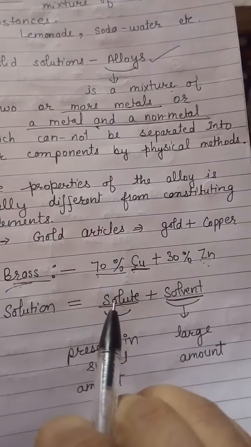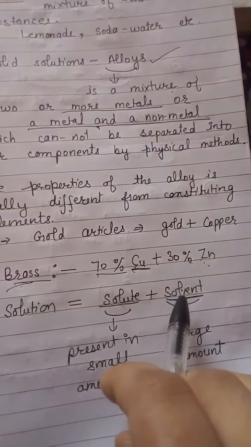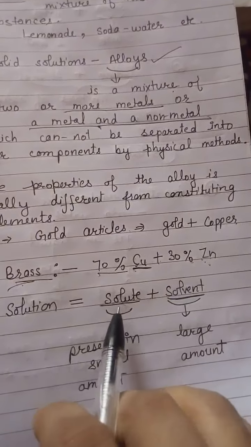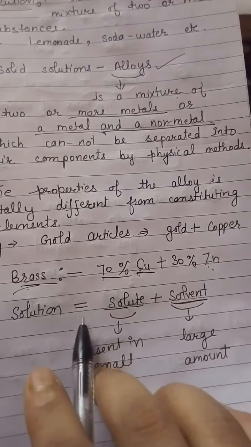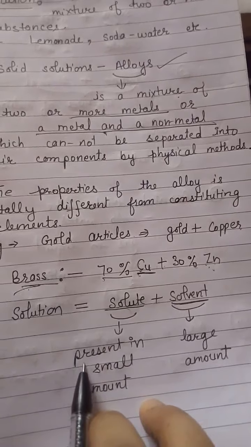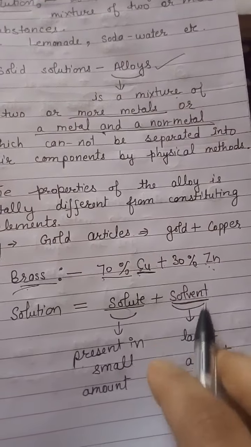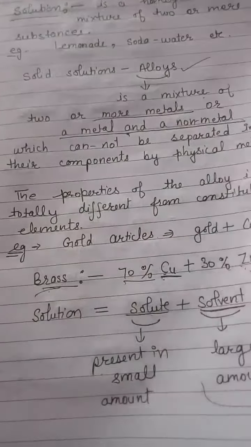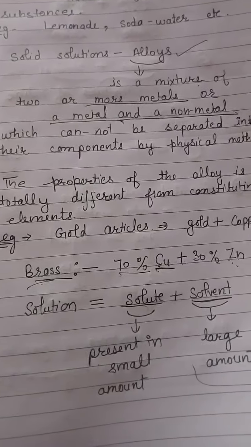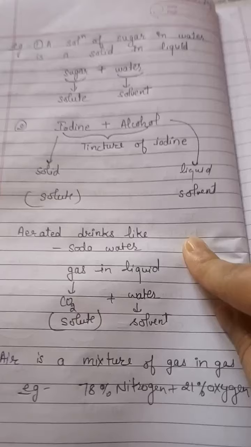Here it is 1 2 3 4 5 6, and here 1 2 3 4 5 6 7. So having a small number of alphabets means that it is present in a small amount, and solvent, having 7 alphabets, is present in a large amount. This is the trick to remember: solute is present in small amount, solvent is present in large amount.